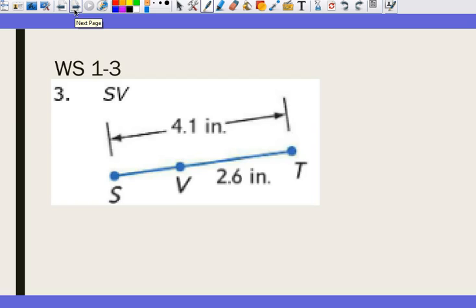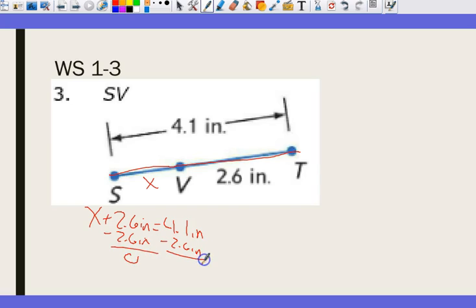All right, find SV. Here's SV. Right here, we know this plus this is equal to the entire thing. So X plus 2.6 inches is equal to 4.1 inches. Minus 2.6 inches, minus 2.6 inches. X is equal to 1.5 inches. So SV is equal to 1.5 inches. If they forgot the SV, if they forgot the inches, they get half credit.